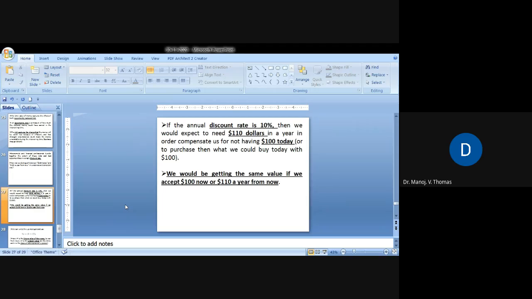So inflation or depreciation of money is a reality. What we can purchase today with $100, we'll be able to purchase only with $110 if we consider the discount rate over a period of 1 year, the annual discount rate, which includes the opportunity cost and risk cost. So we would be getting the same value if we expect $100 now or $110 a year from now.